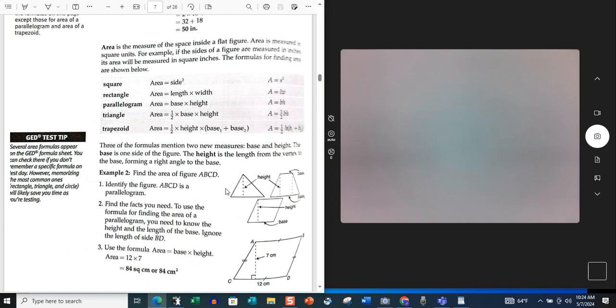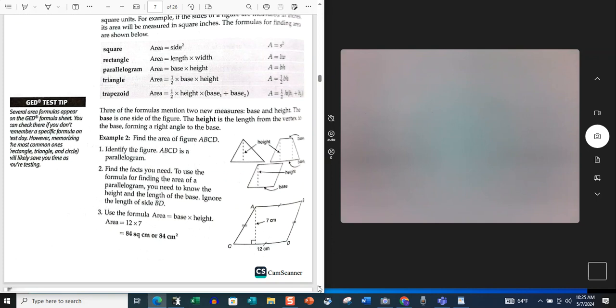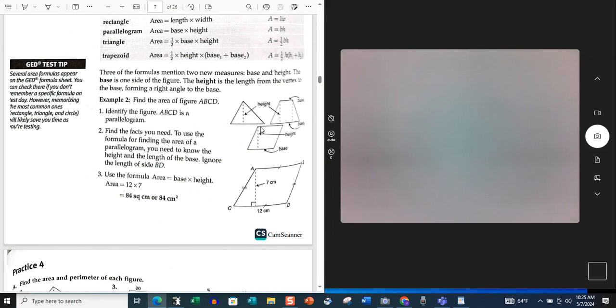The parallelogram, you would take base times height. Triangle, half of base times height. And the trapezoid is half of the height times base 1 plus base 2. Now, near the bottom of this page, we have these figures showing you what is what as far as determining the area. If you notice here, the height in some of these would be this dotted line, like the height here for a triangle and a trapezoid, and even a parallelogram.